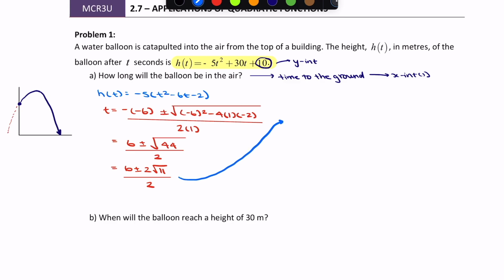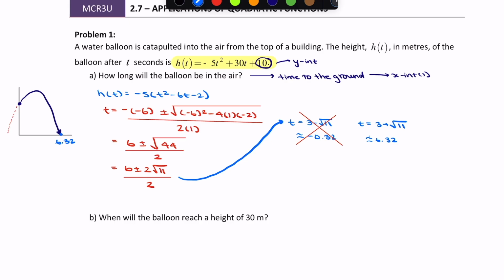So here we'll get two answers. We'll get t is equal to 3 minus square root 11, and that'll give us approximately negative 0.32. And so that won't work because that's a negative. That would be the one that's behind the y-axis. So that'd be the negative value. Then we get another answer of t is equal to 3 plus square root 11, which we get as approximately 6.32. And so that's the value that we have here.